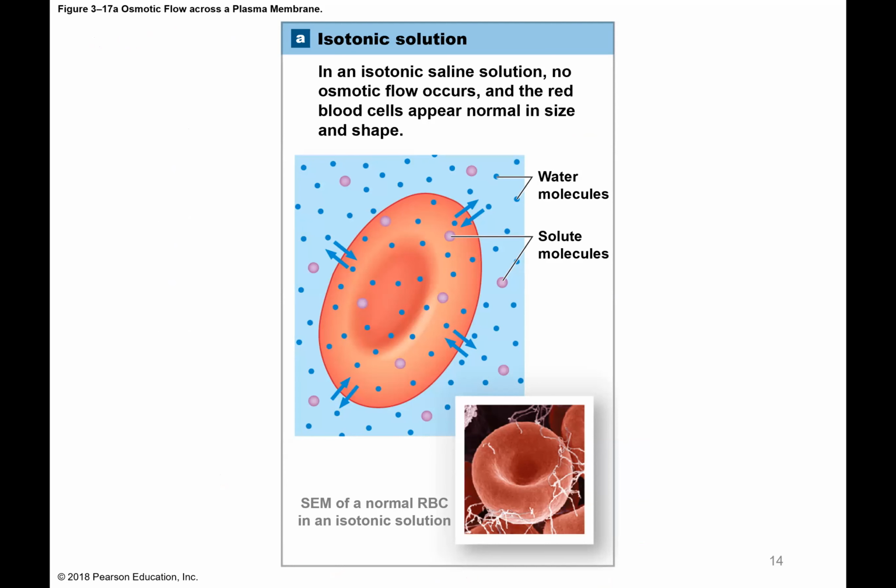Okay, so in an isotonic solution, the concentration gradient is equal inside and outside. So the net movement of water across the membrane is equal. This is what it would be inside your body. This would have the normal red blood cell size and shape and allows it to function. So the fluid in our blood is isotonic to the red blood cells. The concentrations in the fluid outside and the concentrations inside the red blood cell are equal.